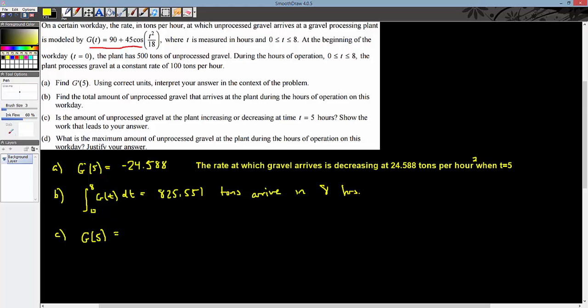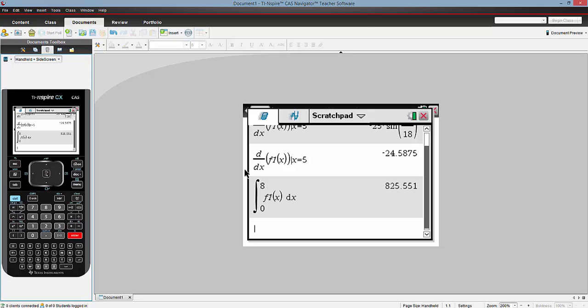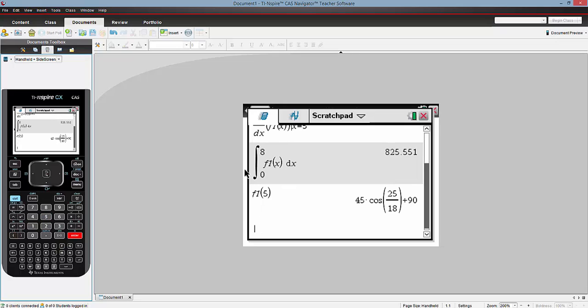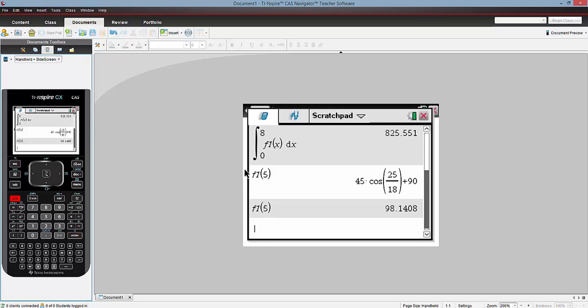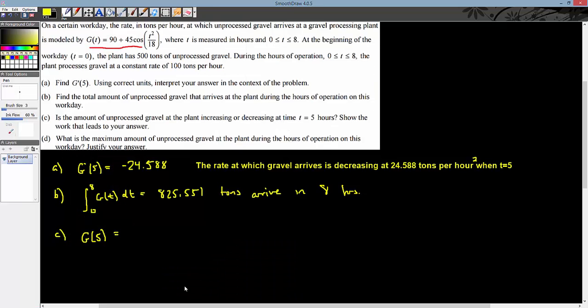So you go back to your Inspire, hit F1 of 5, and hit enter, and you get your answer. So that is 98.141 tons. That's how many tons of gravel are coming in when time equals 5.